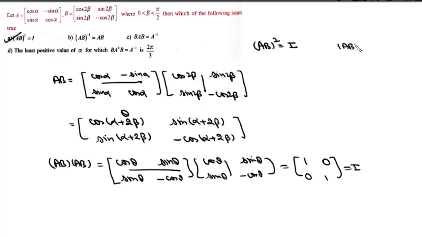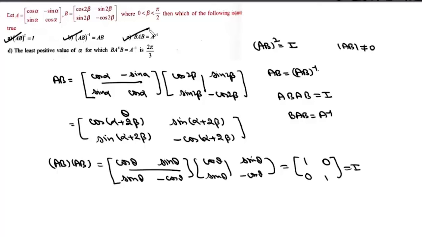Now clearly the determinant of AB is unequal to 0. So if we multiply it with AB inverse, we can write this as AB, and it will be equal to AB inverse. That means this option B is also correct. Now we can write this (AB) square as ABAB and it is equal to I. Now if we take inverse with A, then we can write BAB will be equal to A inverse. So option C is also correct.